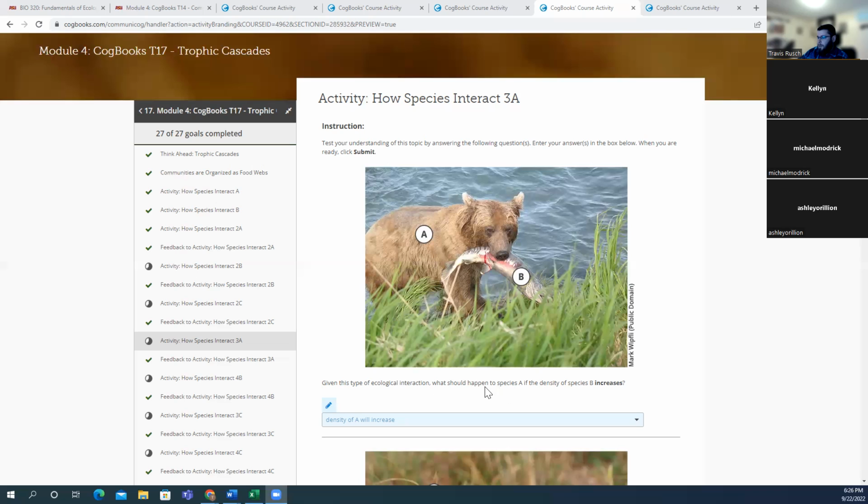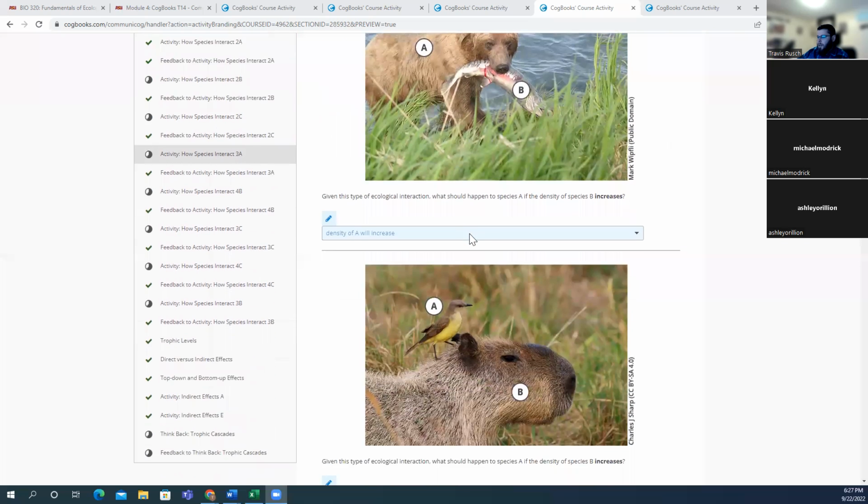If the density of species B increases, what happens to A? If the prey increases, what should happen to the density of the predator? It would increase, and I was going to ask why: because there's more food. Exactly. If there's more food available, predators can consume more energy and convert that energy into offspring and produce more offspring. All right, let's try the next one. First of all, what type of relationship do we think this is?